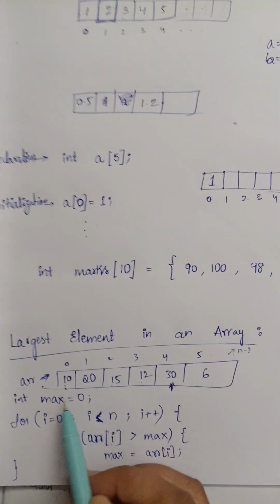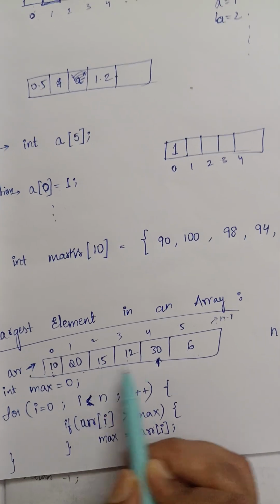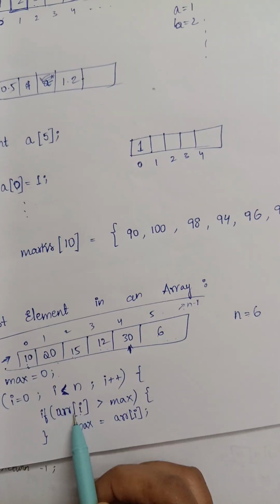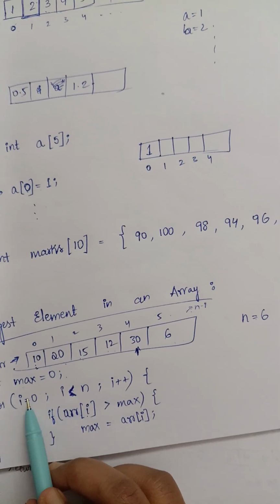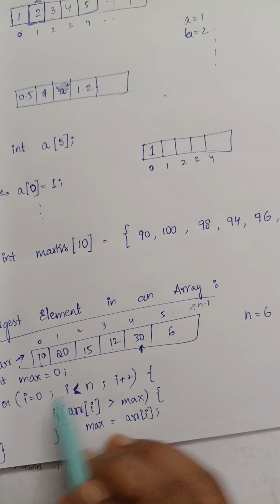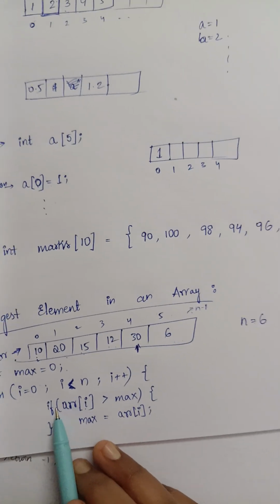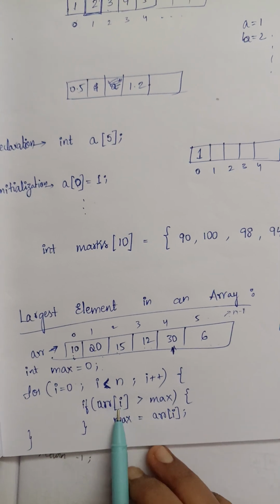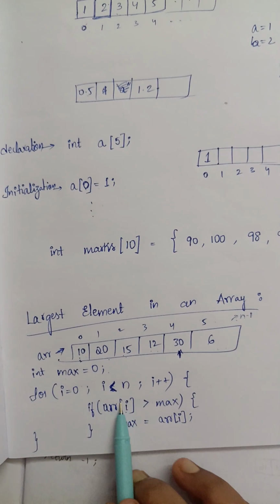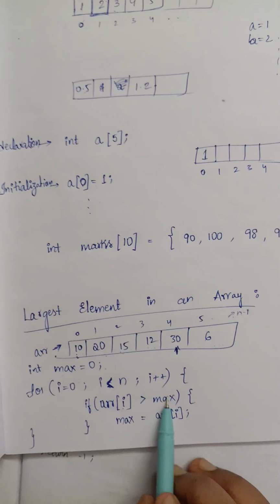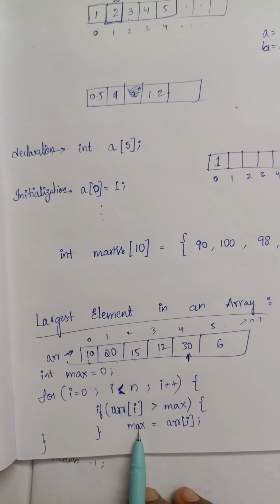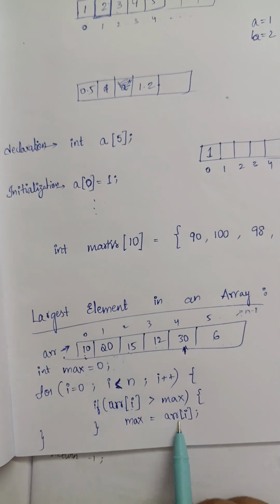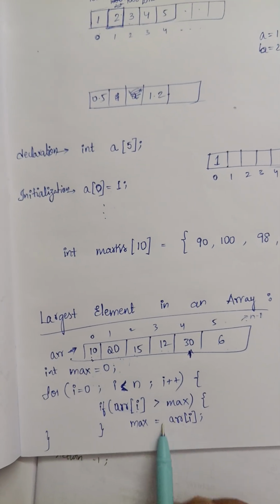So what we are trying to do here, this is 10, this is 20, 15, 12, 30 and 6. Initially max equals 0. So the for loop runs because 0 is less than 6. Since 0 is less than 6, it will come inside. It will check the if condition. Array of i is greater than max. Array of i means here 10, array of 0, which means 10. 10 is greater than 0. Yes, 10 is greater than 0. So max will be replaced by 10. Initially it used to be 0. Now it will be replaced by 10. So max value is 10 now.